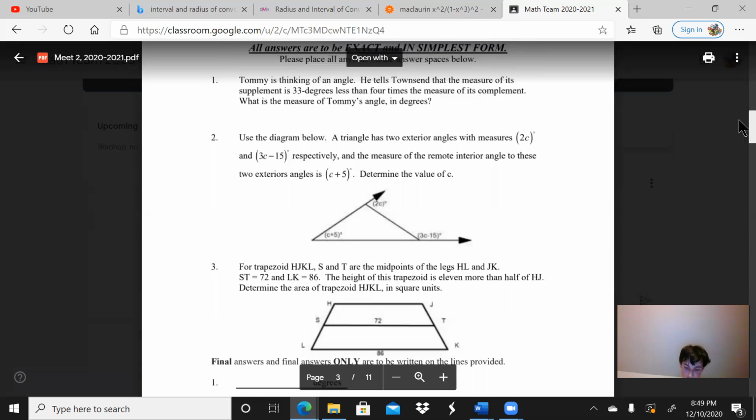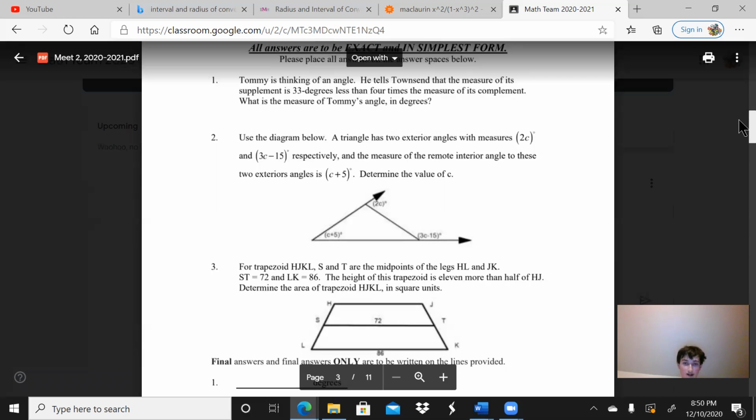So 4 times the measure of the complement, 4 times 90 minus x, minus 33. So 180 minus x equals 360 minus 4x minus 33. 180 minus x equals 327 minus 4x. 3x equals 147. X equals 49. The measure of the supplement would be 131. 33 degrees less than 4 times the measure of the complement. So 4 times the measure of the complement would be 41 times 4, 164. Yeah, exactly. It is, because it's 131.